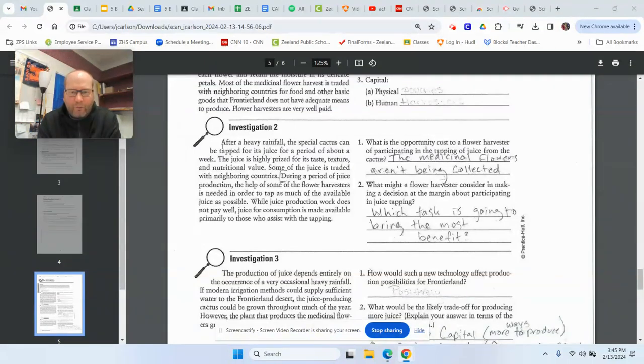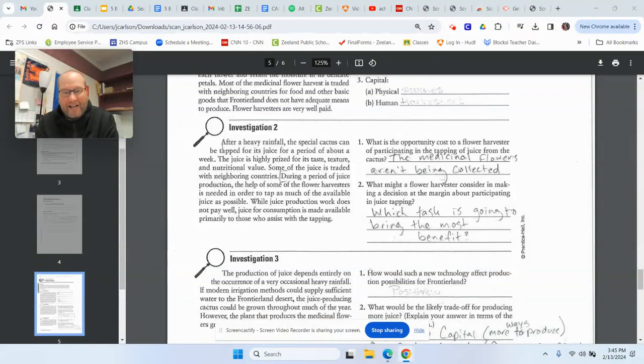While juice production work does not pay well, juice for consumption is made available primarily to those who assist with tapping it. So, number 1, what is the opportunity cost to a flower harvester of participating in the tapping of juice from the cactus? Well, the medicinal flowers aren't being collected. They get to have the juice, but they've given up the collection of the medicinal flowers they're harvesting.